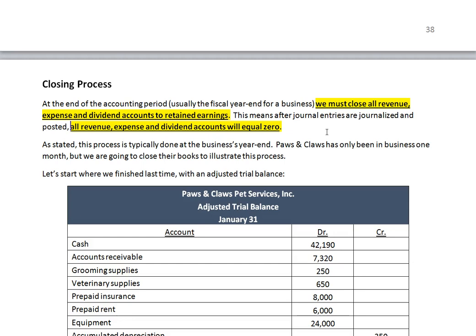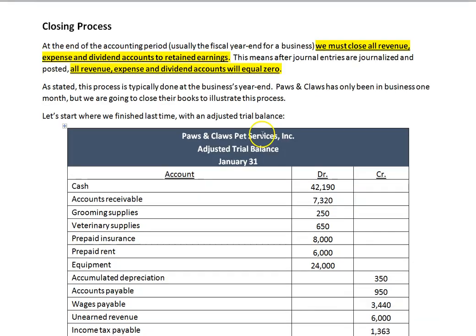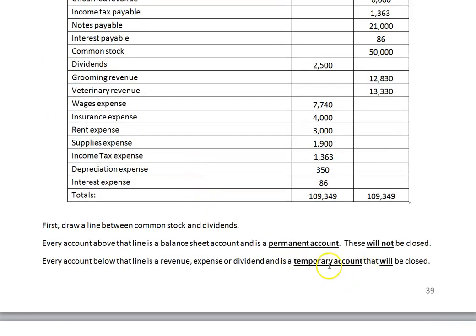Now, why are we doing this? I think of it like you're playing a game. If you're playing any type of game, you keep score for that game. But at the end of the game, if you're going to play another game, you've got to reset the scoreboard, right? So we've got to reset the scoreboard so we can keep track of these things for the next year. So these accounts are called temporary accounts. We're going to see this in a bit. All the ones that are closed out, revenue, expenses, and dividends, are temporary accounts.